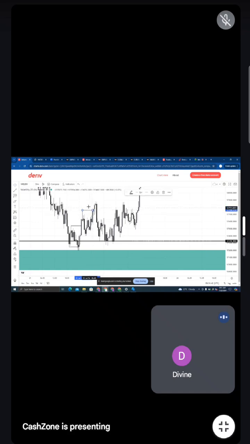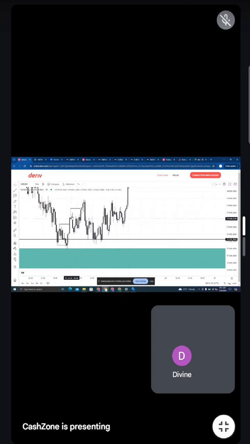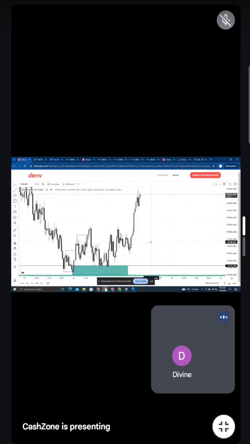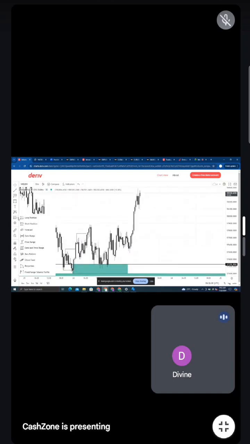Just look for the first break of structure, then the second break of structure, and what price came back and tapped into. If you like, you can use this other block. You can see this other block here. You can use this one. You can mark this other block and see if you are using the 30 minutes confirmation entry.